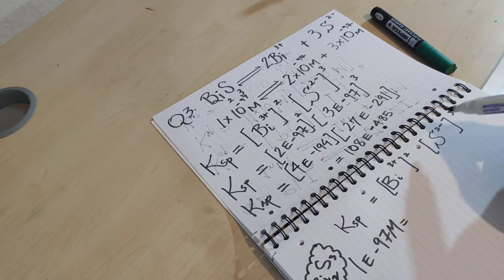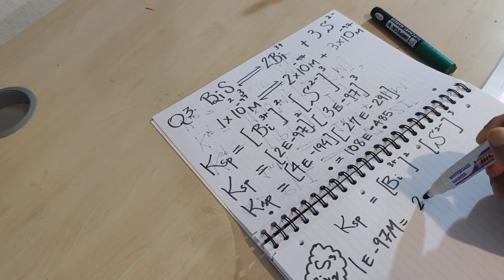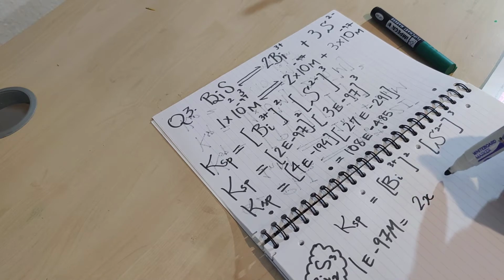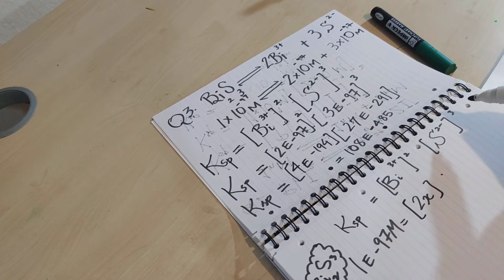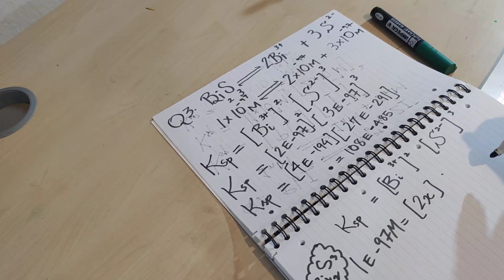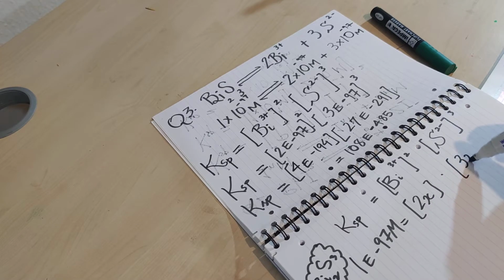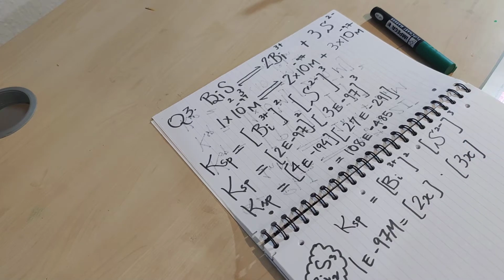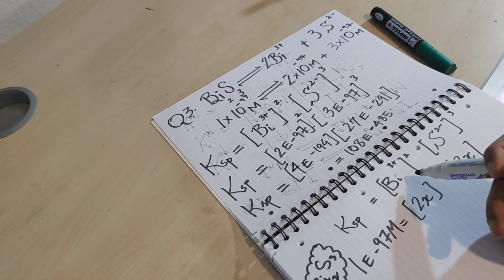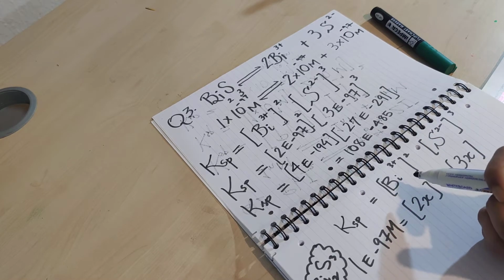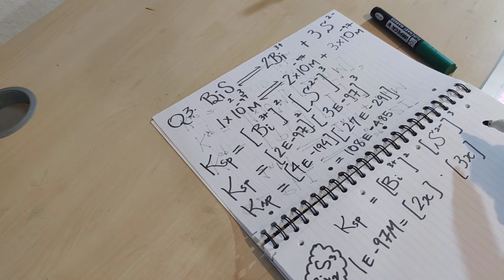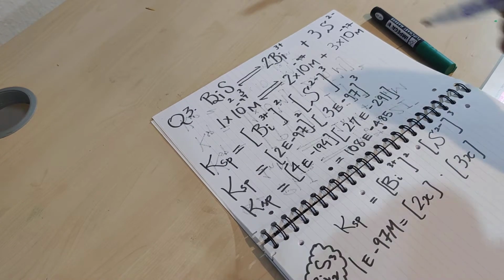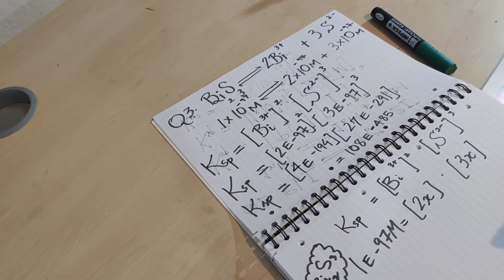So we could see that it should be 2x and 3x. So the bismuth is twice the concentration, and the sulfide is thrice the concentration, according to the equation here. The equation tells us this.